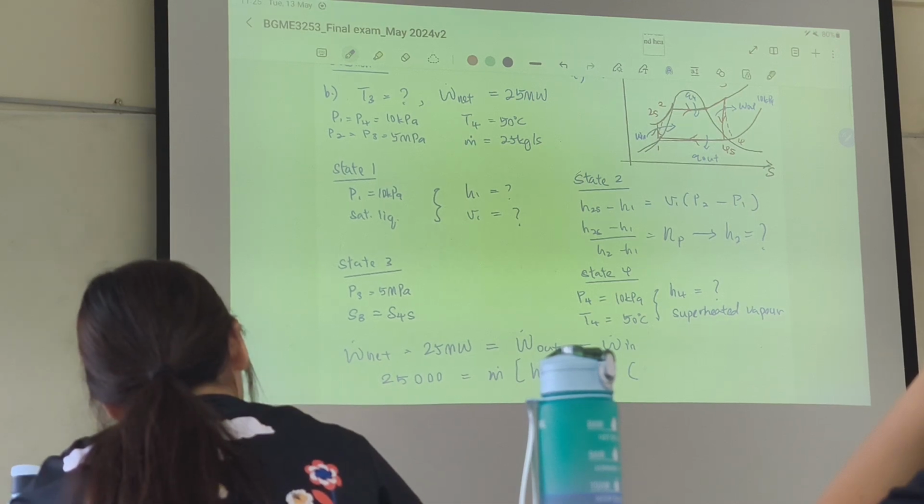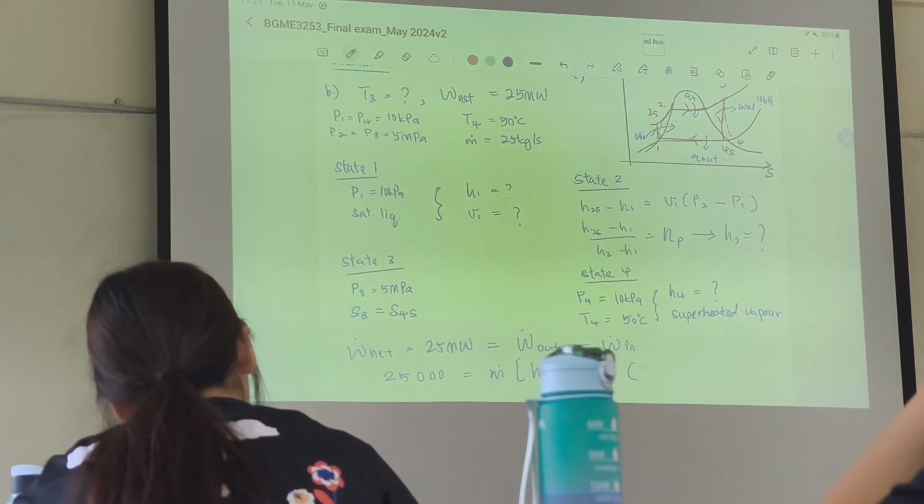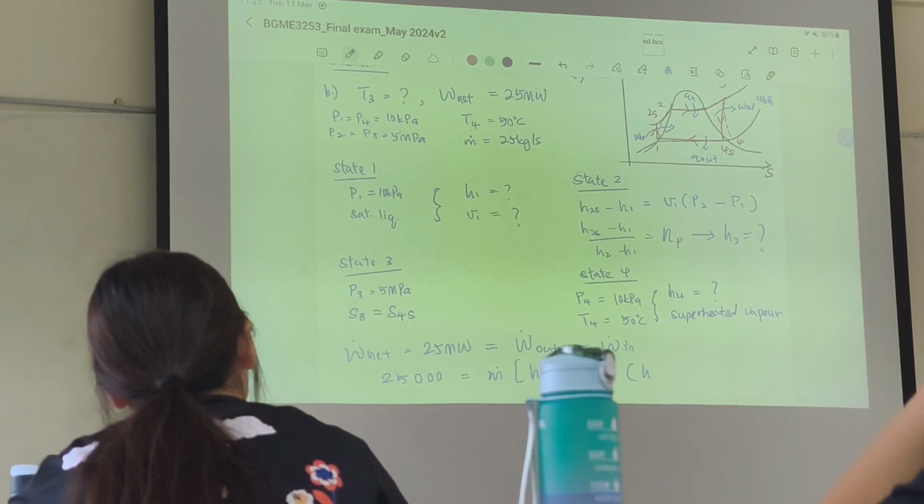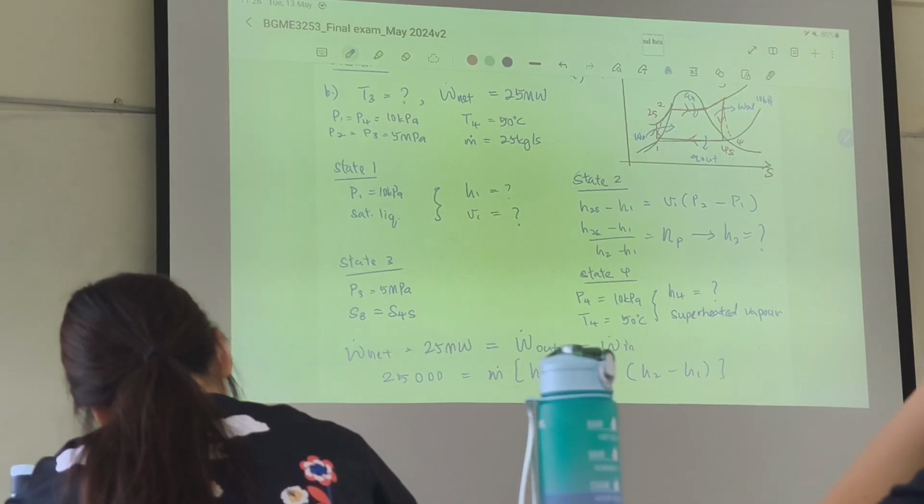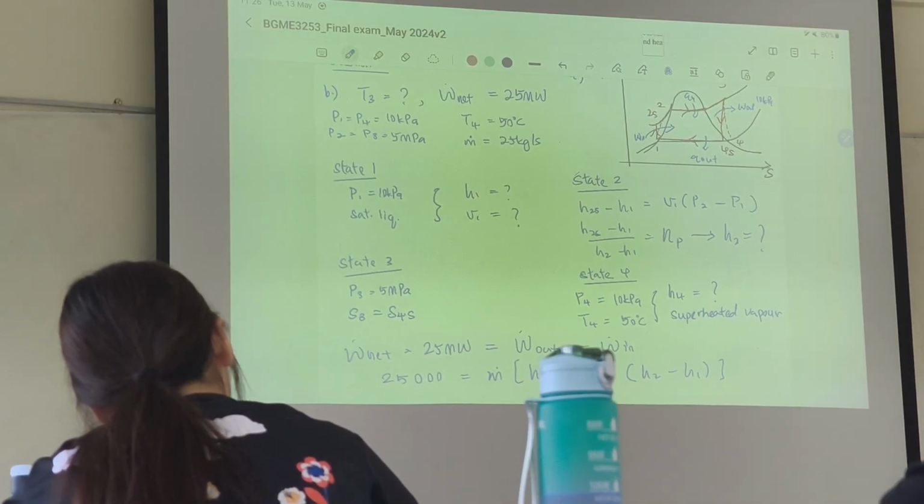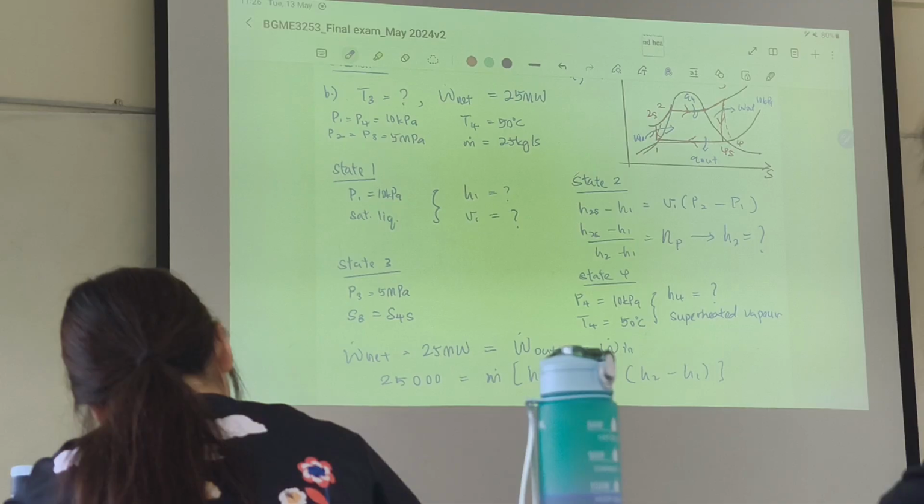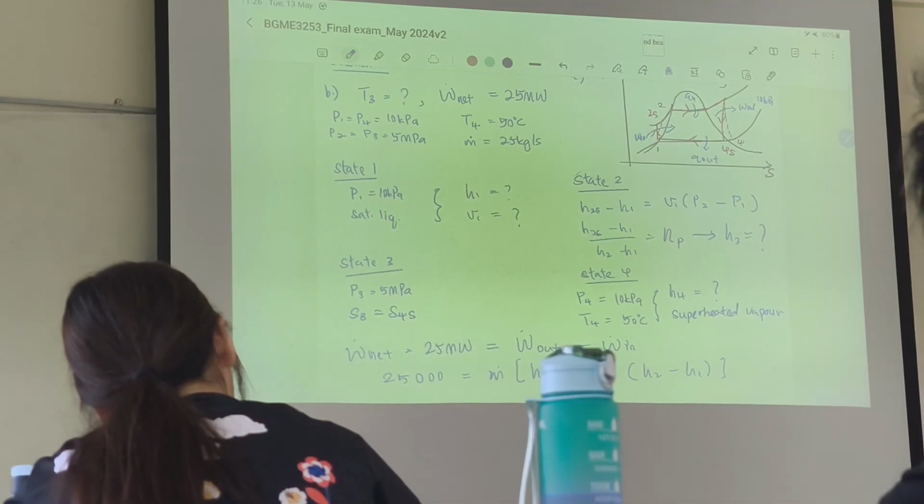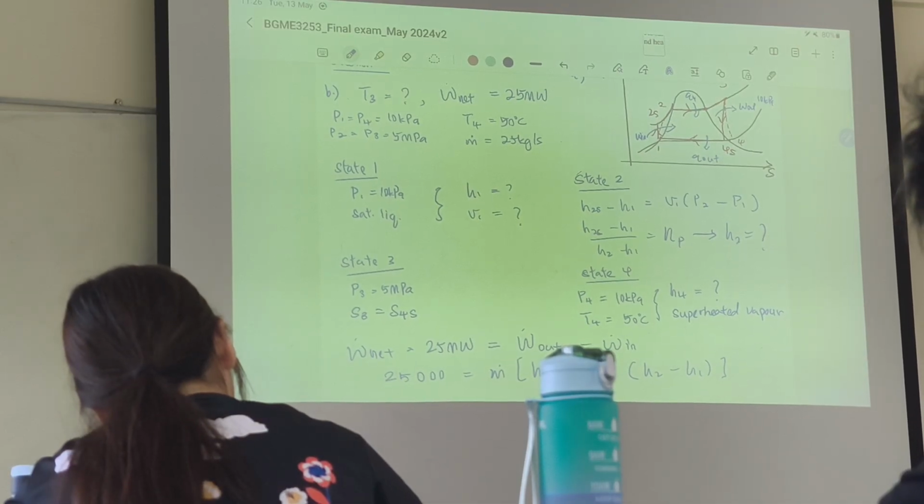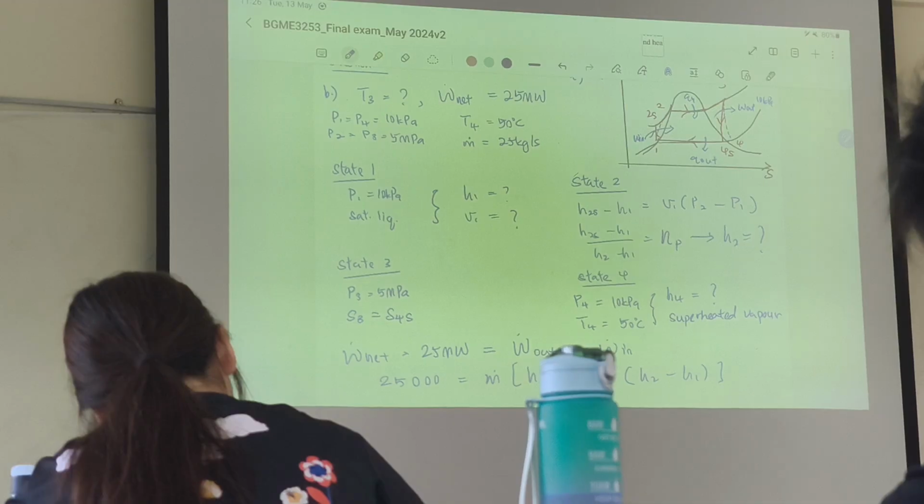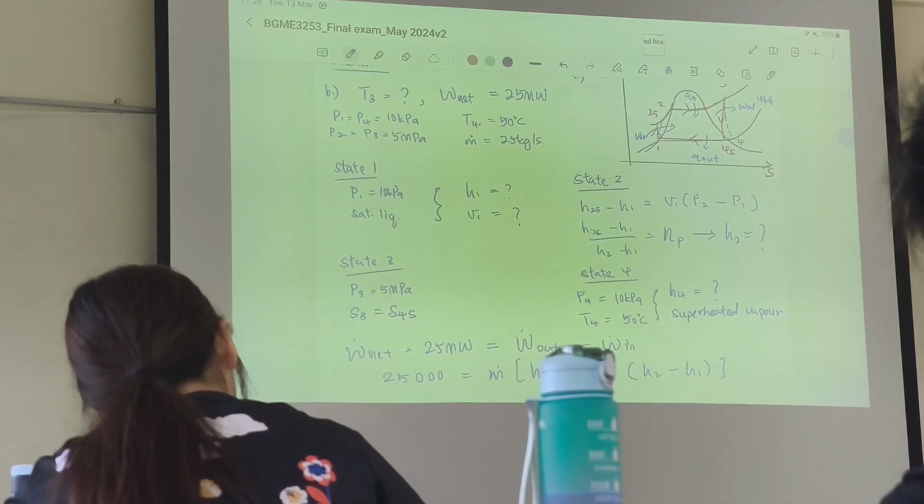Minus H2 minus H1. Meaning the work that you can find from state 2. So in state 2, you can actually just find the work in first. And that method, because it uses H2 minus H1.